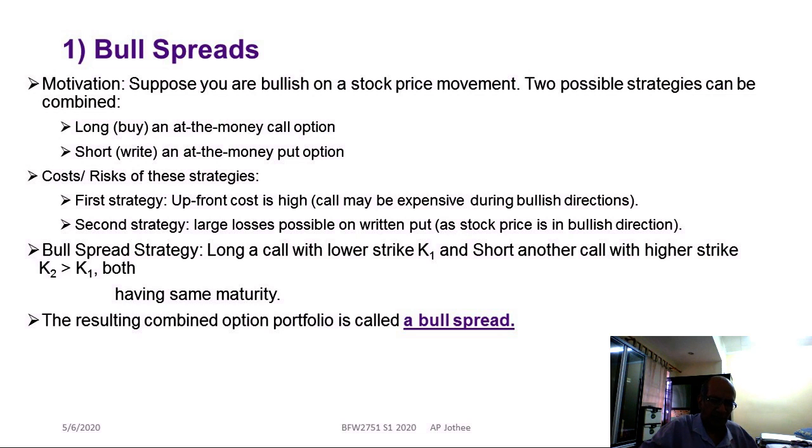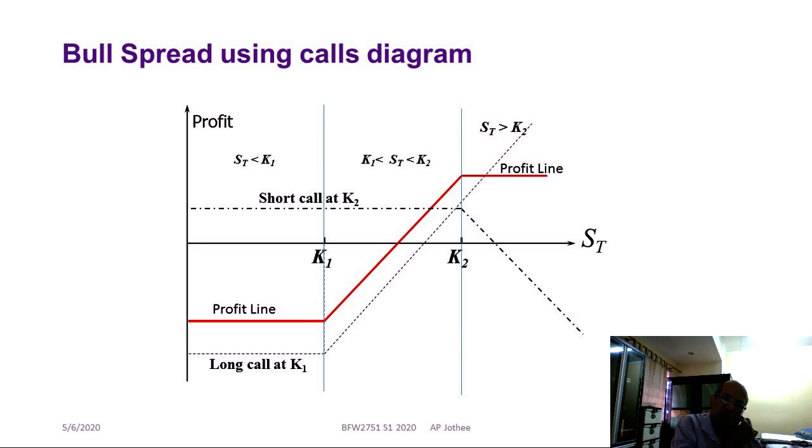So K2 is higher than K1, both having the same maturity. The resulting combination of the portfolio is called a bull spread combination. You look at this diagram, the bull spread using calls diagram. See, you've got a K here, K1.